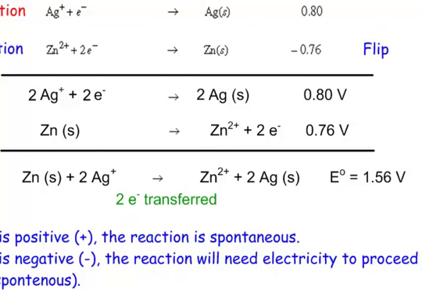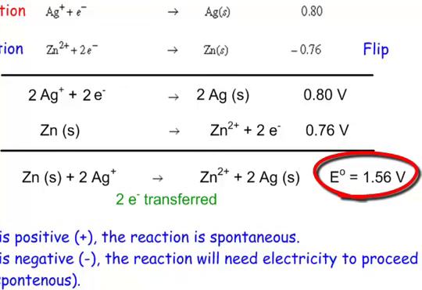And so we have zinc solid plus 2 silver plus 1s, giving you zinc plus 2 plus 2 silver solids. And you can see the zinc is going from a solid to aqueous. The silver is going from aqueous to a solid. So the silver is actually gaining in mass. The zinc is actually getting lost in mass. And it gives us an overall voltage of what we would read on a voltmeter of 1.56 volts.